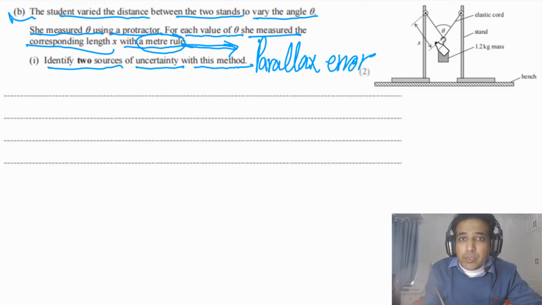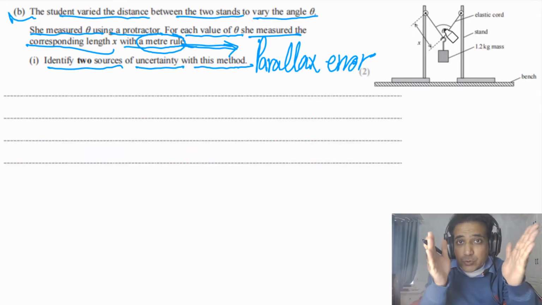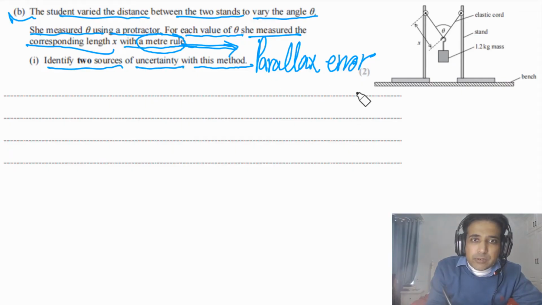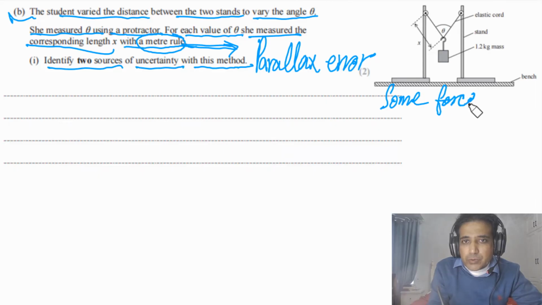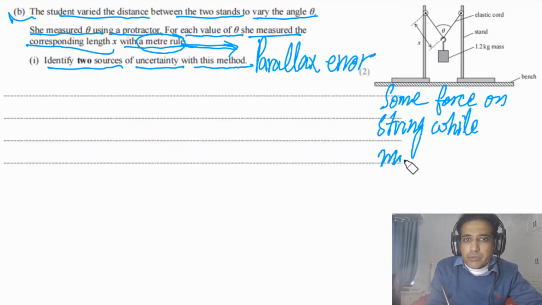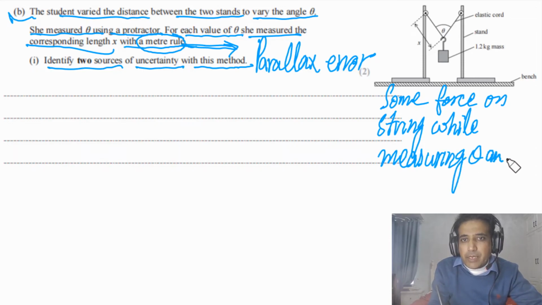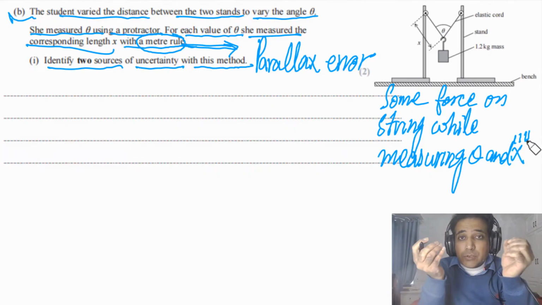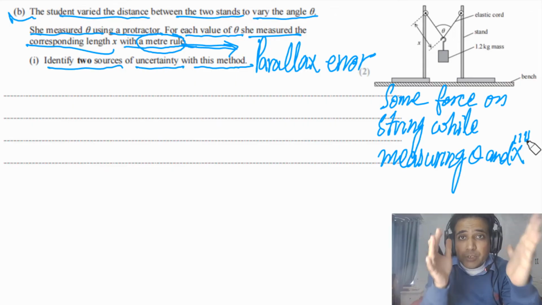And the second point is that when she measures this angle, if she touches the string, maybe she will apply some force on the string. So the second point: some force on the string while measuring, while measuring theta and x. So that is also a source of uncertainty. So like this you need to understand. Imagine that this is a real practical.